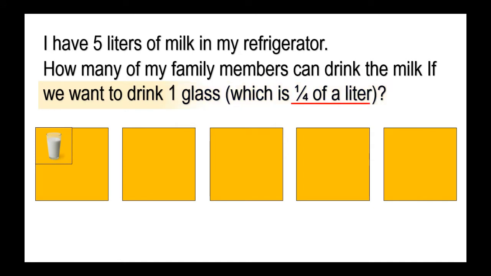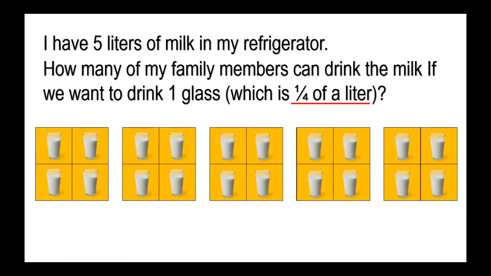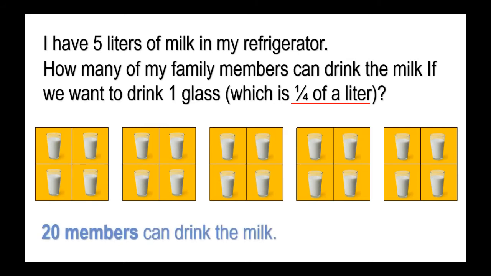You can see that in the first piece I can take 4 glasses, because 4 quarters make one whole. Similarly, I can divide all of these 5 into quarters to see how many glasses I have. And I can answer that 20 members can drink the milk, because we have 20 glasses in 5 liters. Great. It is a simple version of a mathematical situation.